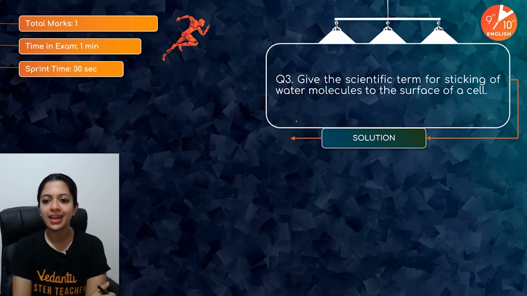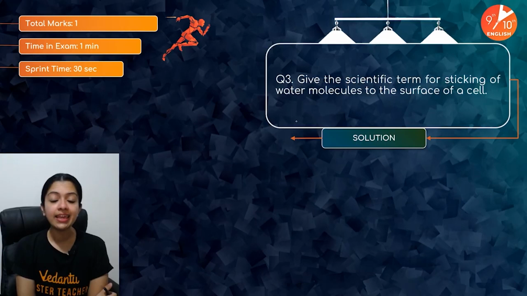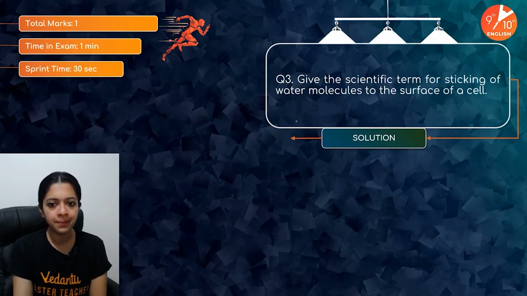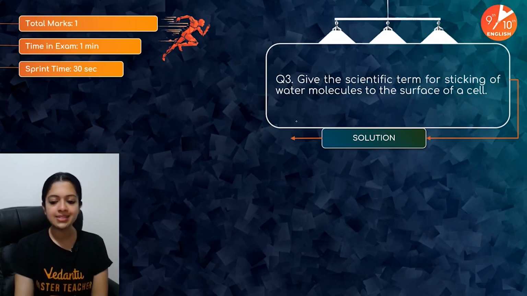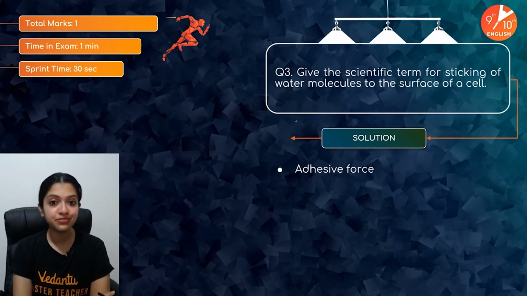Let's move ahead. Question number 3. Give the scientific term for sticking of water molecules to the surface of a cell. Where have we learnt this? Remember? Okay, your time ends in 3, 2, 1 and go. The answer is adhesive force.